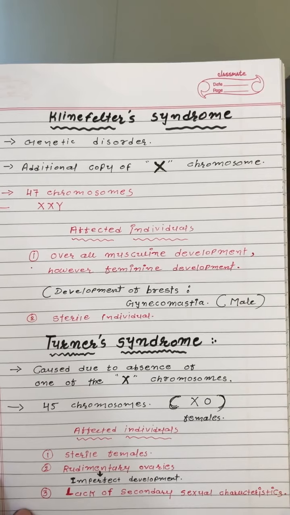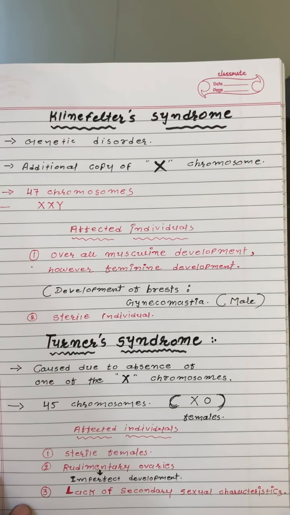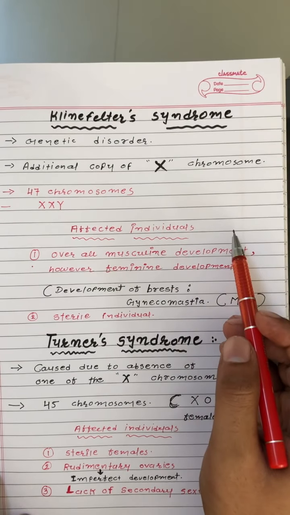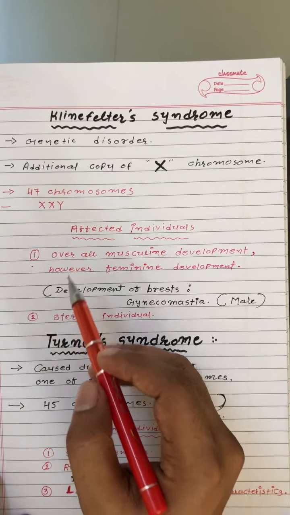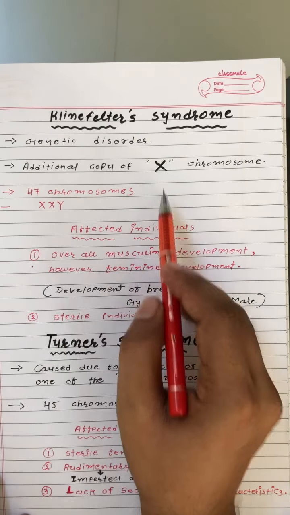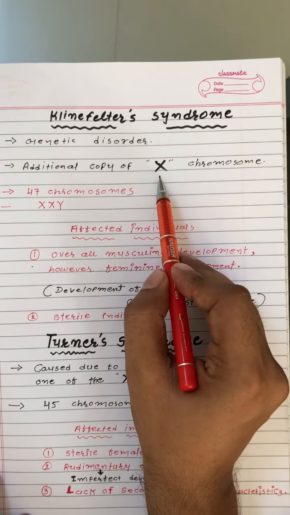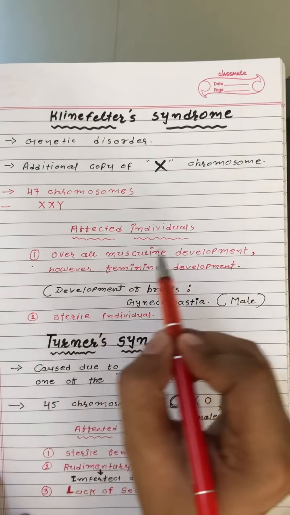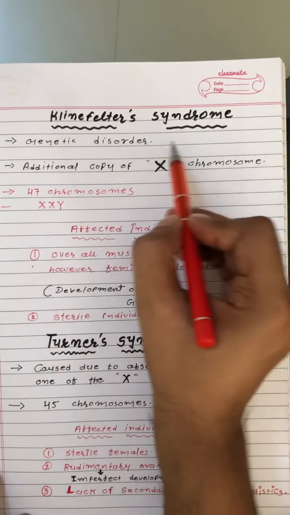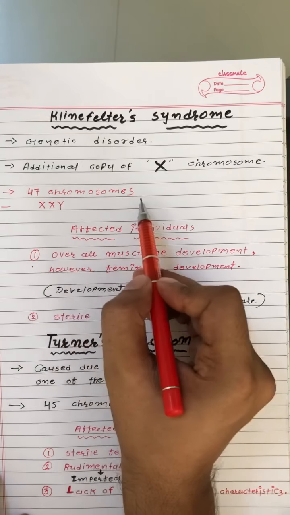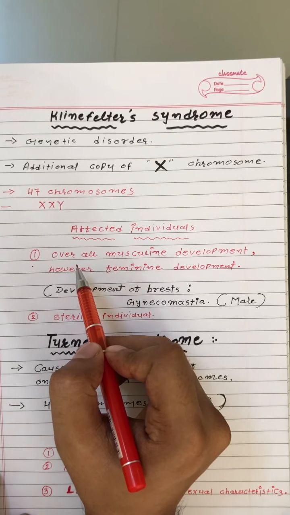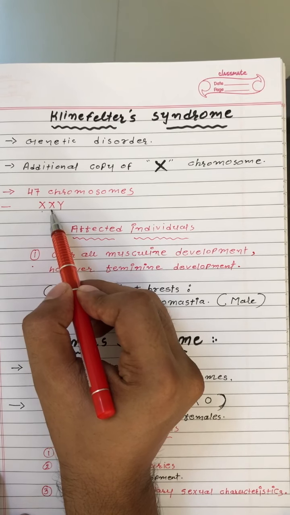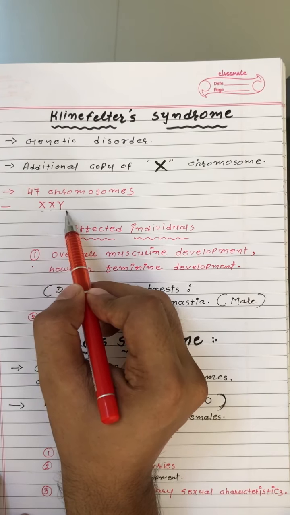Second example of genetic disorder or chromosomal disorder is the Klinefelter syndrome. Of course, it is a genetic disorder, as I told you. What happens in this case? There will be an additional copy of X chromosome. Remember, specifically an additional copy of X chromosome will be present in the person, so the total number of chromosomes in the case of Klinefelter's syndrome will be 47. It is mostly found in males, and you can see this condition will occur here. One extra chromosome with the X and Y, so the condition is XXY.